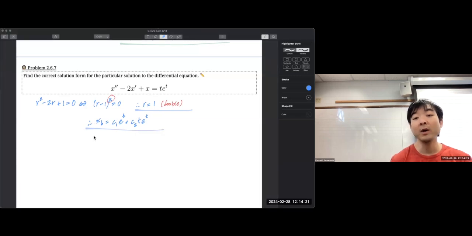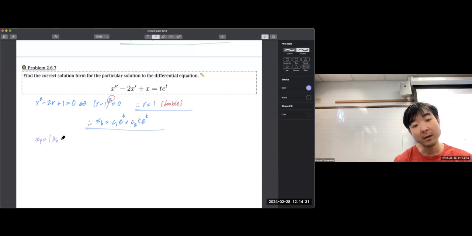And we already know from before that the right-hand side is the same as before. So it's going to be x of p is equal to a general first-degree polynomial, a naught plus a1t times this exponential e to the t. And if you multiply this out, you get a1t e to the t.